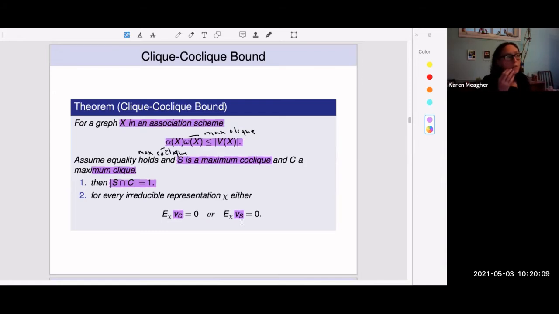So the way I think of it is that we have these modules and we have these characteristic vectors of our cliques and co-cliques. They can't both live in the same module. So when we project them down to one module, one of them is always going to have projection 0. So they don't play nice together. They don't share the modules.